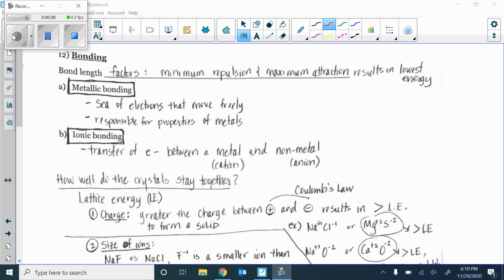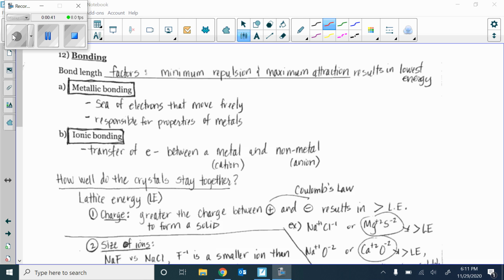So this one is going to be on bonding and some factors on even the type of bonding or the bond length. They want to have minimal repulsion and maximum attraction that results in the lowest energy. Now, nature doesn't want to work very hard if it doesn't have to. So whenever it can maintain the lowest amount of energy, that's what it's going to do. So that's why it's going to decide between metallic, ionic, or covalent bonding for some of the elements in the situations that they are in.